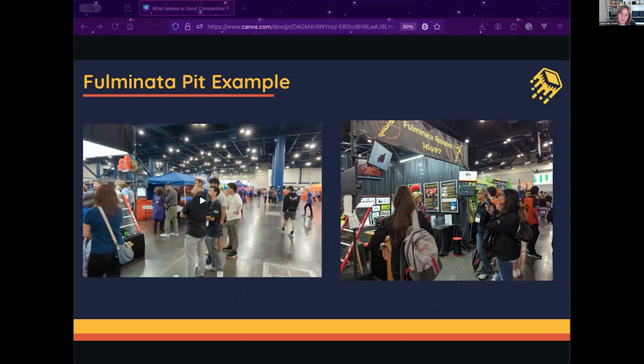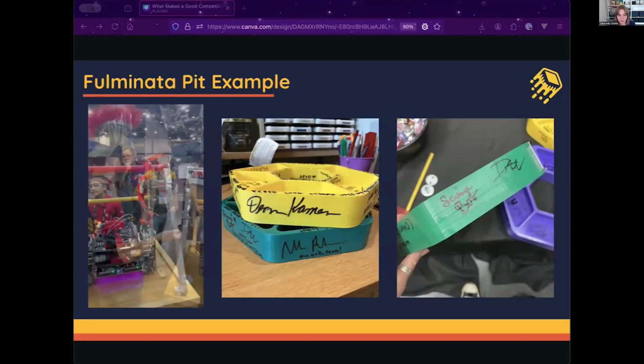This was some SolidWorks professionals, some representatives from SolidWorks EDU stopped by our pit to ask questions about our CAD and about how we use SolidWorks. And so the big thing is that you never know who's going to come by your pit. You always want to be open and inviting to anyone who walks by. You never know who they are. You never know what information you might be able to get them.